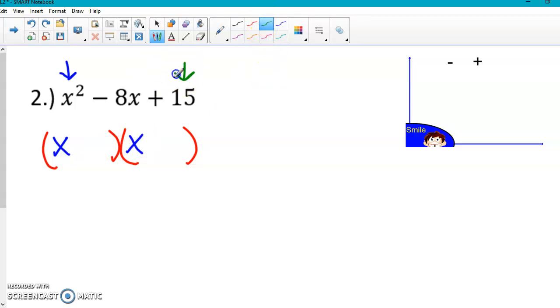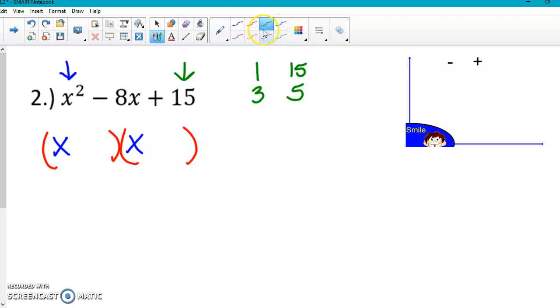Okay, so let's move to the number 15. I need to figure out how can I split 15? What times what is 15? So I've got 1 times 15. That gets me 15. 2 times, there's nothing 2 times that would get me 15. 3 does go into 15. 3 times 5. 4 doesn't go. And we already picked 5. So those are the only terms that will multiply to get me 15.